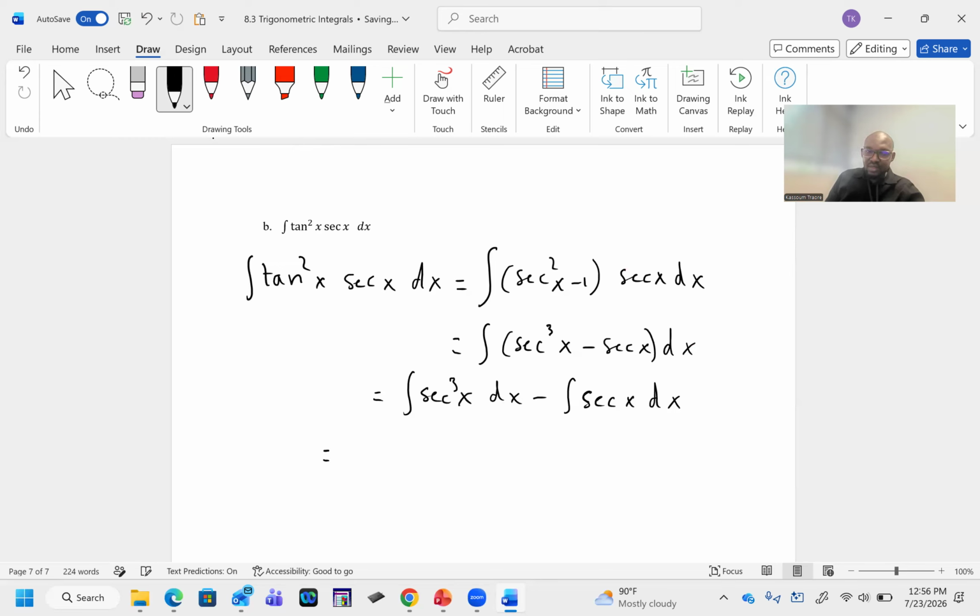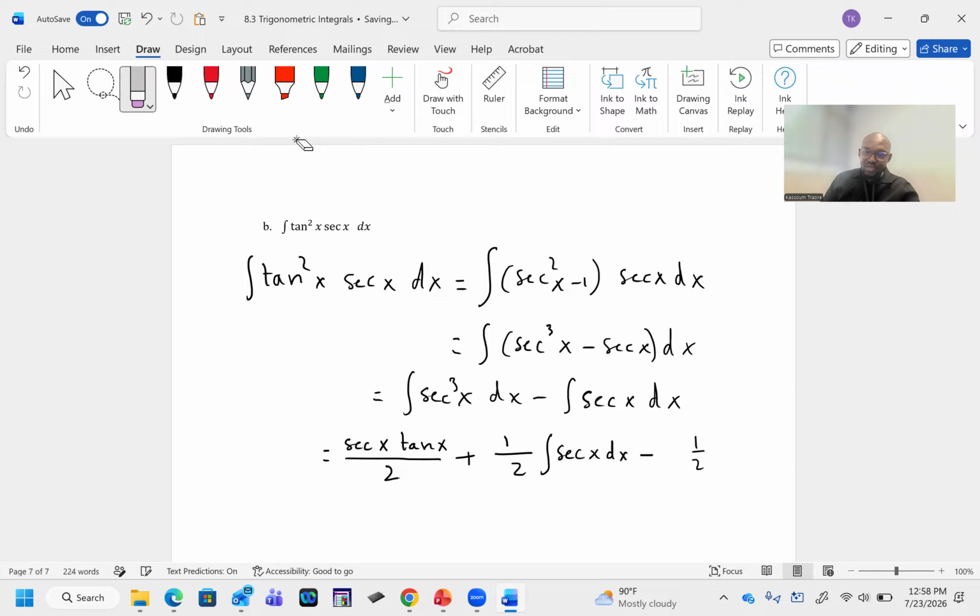For this one, I will have secant to the power of n minus 2, which is 3 minus 2, so 1: secant x tangent x divided by n minus 1, so divided by 2, plus n minus 2, which is 1, divided by 3 minus 1, which is 2, so 1 half, the integral of secant of n minus 2, which is secant x dx, then minus the integral of secant x dx.